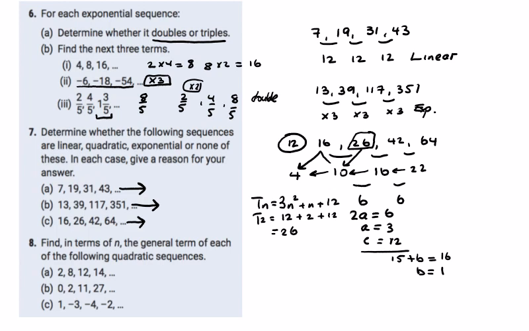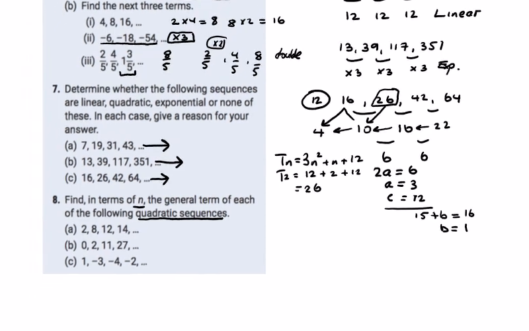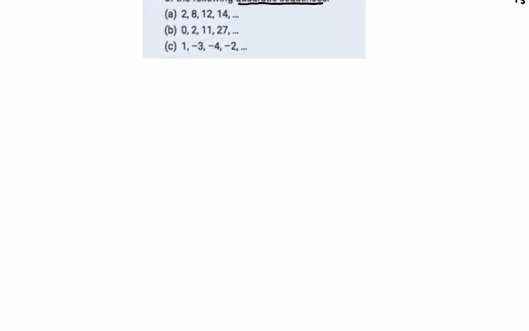Okay, here we have find in terms of n the sequence of these quadratics. So let's go up and do those. 2, 8, 12, 14. Practice these, you're going to make mistakes. Practice them till you don't make as many, and then you fix them all. So what's the differences here? We have 6, then we have 4, and then we have 2. So the differences are getting smaller. And then from 6 to 4 is minus 2, and from 4 to 2 is minus 2. So 2a equals minus 2, a equals minus 1.